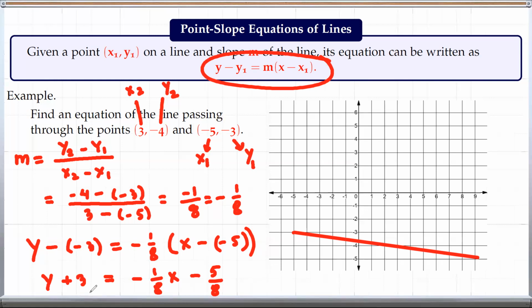As the last step, we can subtract 3 from both sides, minus 3 here and minus 3 here. So let's see what that will give us. I'm going to write it up here. On the left, we have y plus 3 minus 3, so just y. And on the right, we have negative 1/8 x as it is. And the constant part is negative 5/8 minus 3. 3 is 24/8 to have a common denominator. So negative 5 and negative 24 is negative 29. So we get negative 29/8 on the right side. So this is the equation of this line.